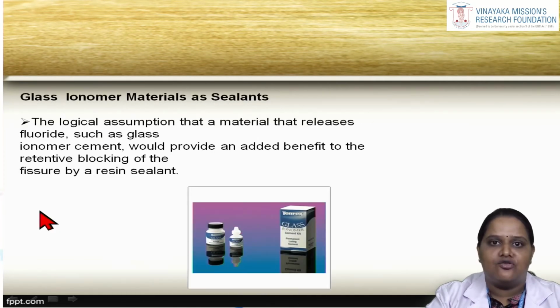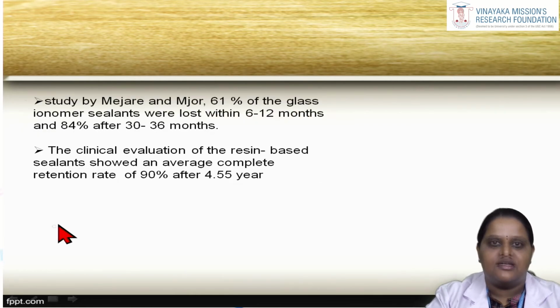So next is the glass ionomers, which are recently used as sealants. The logical assumption is that a material that releases fluoride, such as glass ionomer cement, would provide an added benefit to the retentive blocking of the fissure by a sealant. A study by Mejar and Mujor resulted in 61% of glass ionomer sealants being lost within 6 to 12 months and 84% after 30 to 36 months. The clinical evaluation of the resin-based sealants showed an average complete retention rate of 90% after 4.55 years.